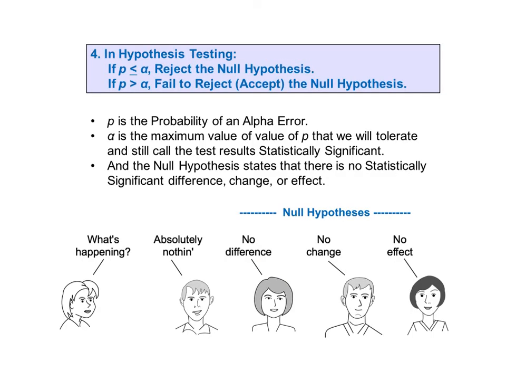Our fourth key to understanding states, in hypothesis testing, if p is less than or equal to alpha, reject the null hypothesis. If p is greater than alpha, accept, that is, fail to reject the null hypothesis. Remember, p is the probability of an alpha error, and alpha is the maximum value of p that we will tolerate and still call the results statistically significant. And the null hypothesis states that any difference, change, or effect observed in the sample data is not statistically significant.